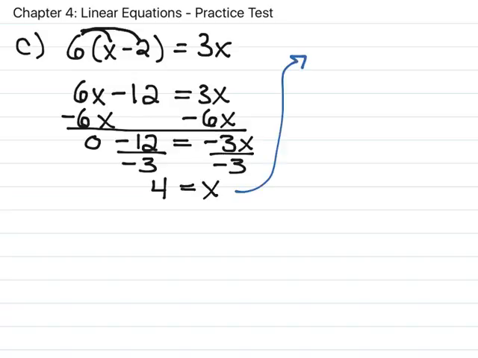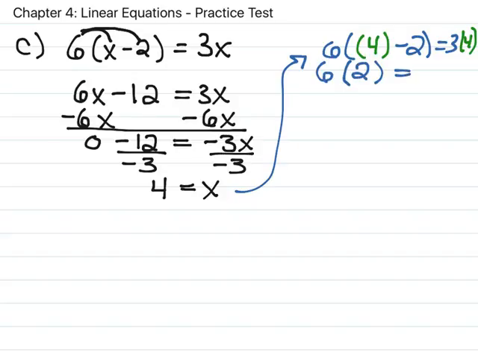That will give us 4 equals x. Plugging it back in, we have 6 times 4 minus 2 equals 3 times 4. So this gives us 6, and 4 minus 2 is 2. So 6 times 2 is 12. 3 times 4 is 12. 12 equals 12. It's correct.